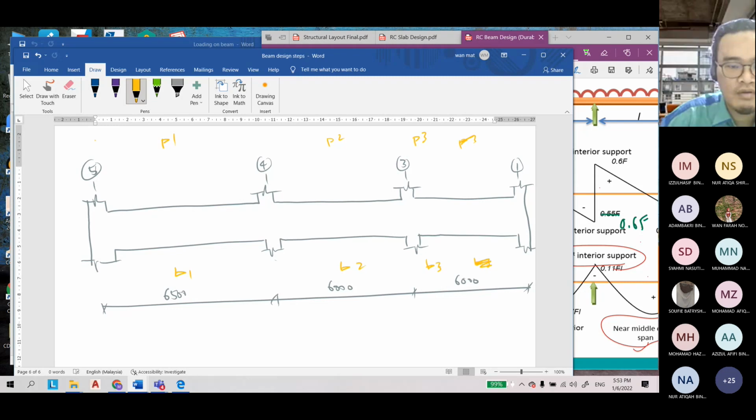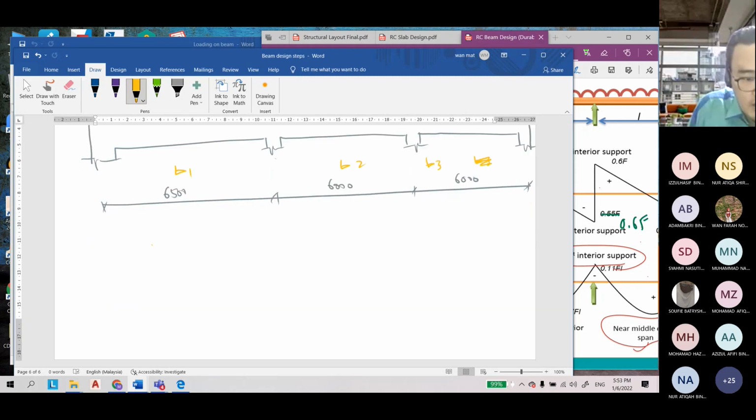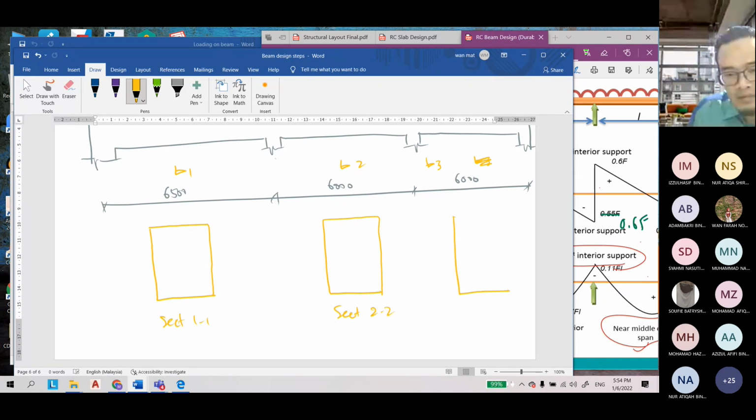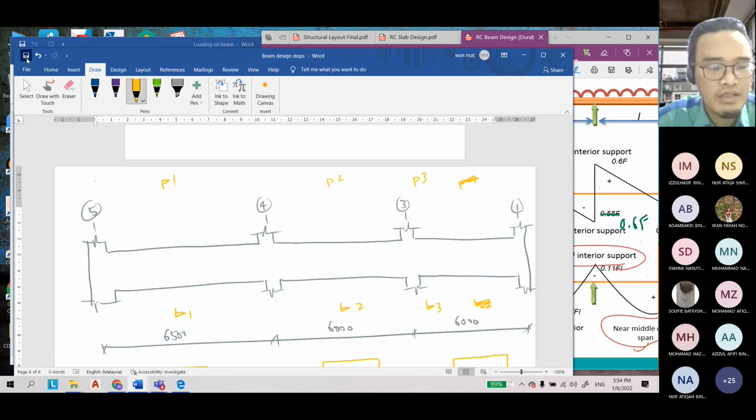Okay, so you can do it later. The section is here. Section 1.1. And then here is section 2.2. And this is section 3.3. Sorry, take your time. Okay, just about 15 minutes more.